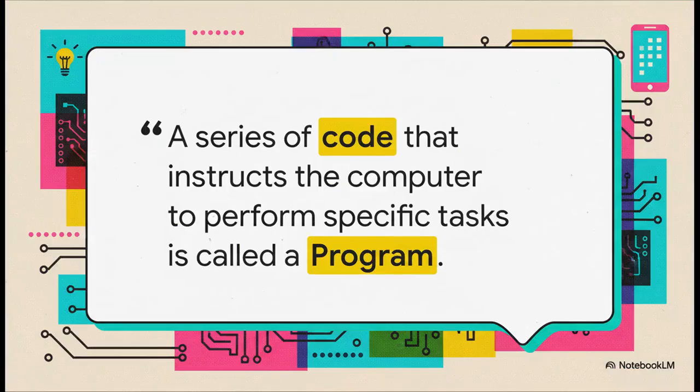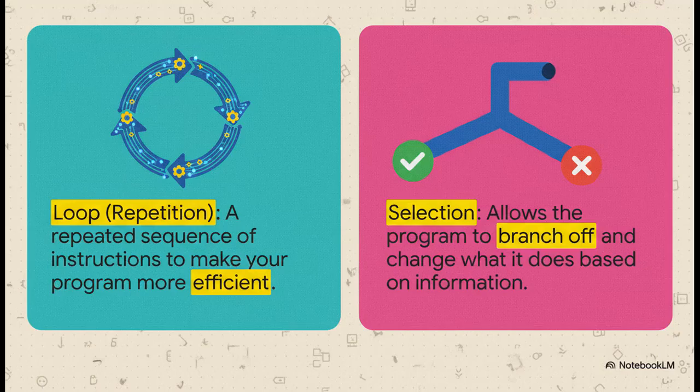And the final result of all that coding is a program. It's the complete set of instructions, born from our algorithm, that makes the app actually come to life and do something. So, what makes a program more than just a simple list? It's powerful tools like these. A loop lets the program do something repetitive without you having to write the same line of code 1,000 times. And selection, well, that's what gives it a brain. It lets the program make choices.